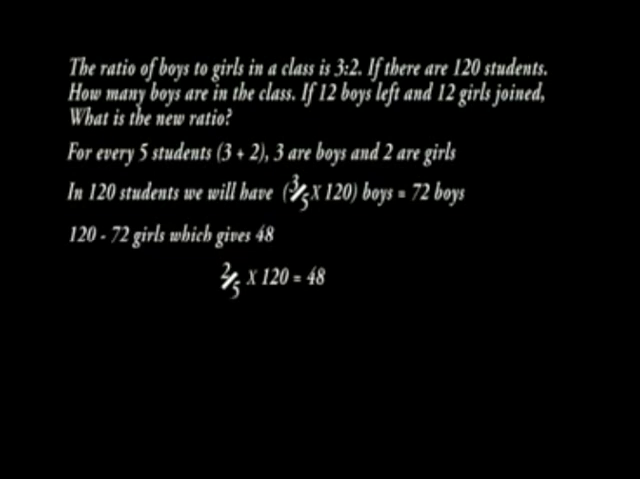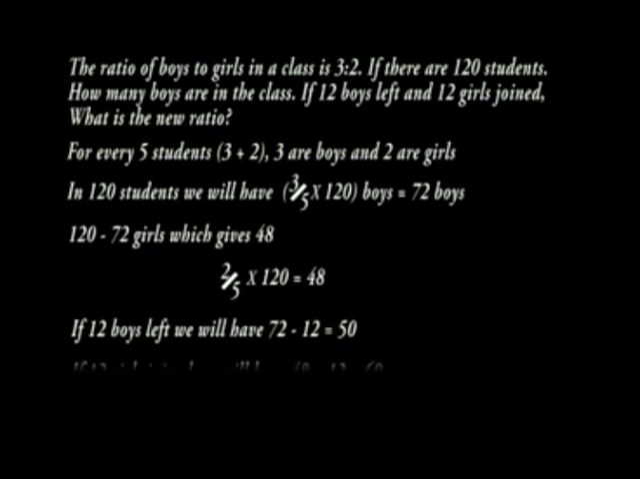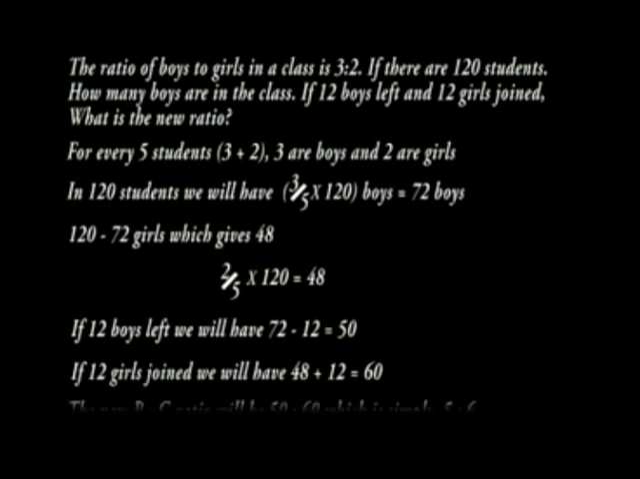Now, if 12 boys left, we will have 72 minus 12, which is equal to 60. If 12 girls joined, we will have 48 plus 12, which is 60. The new boys to girls ratio will be 60:60, which simply means 1:1.